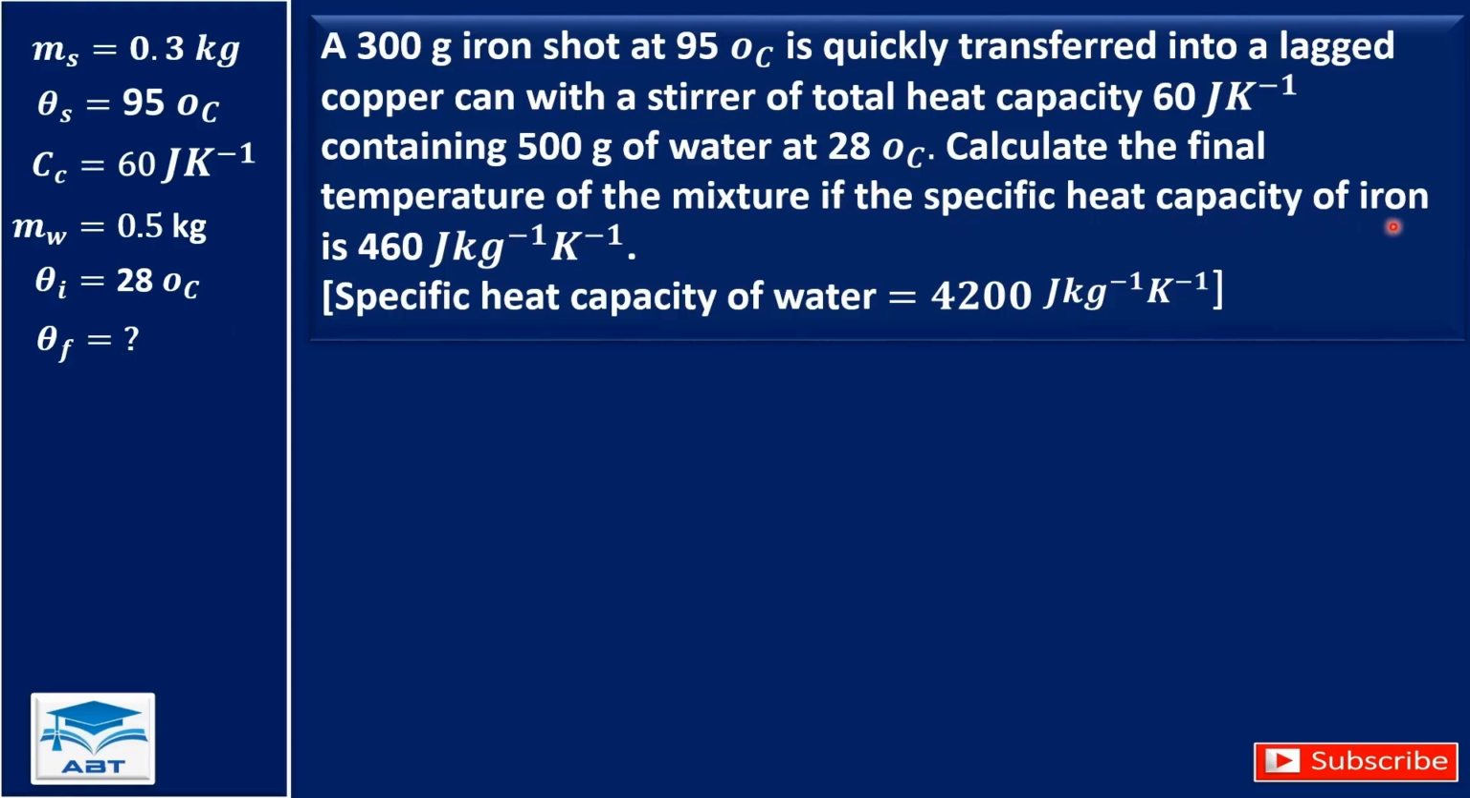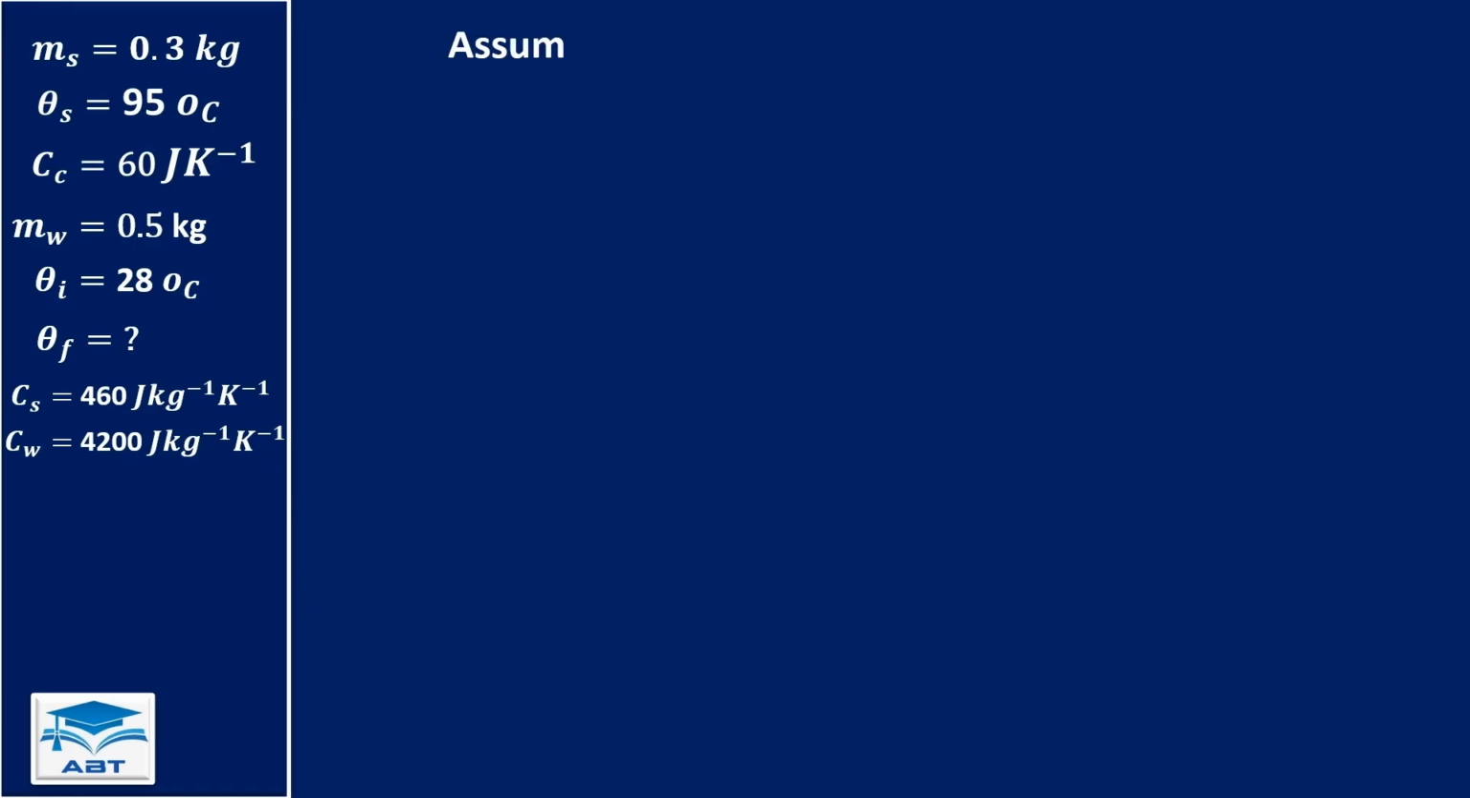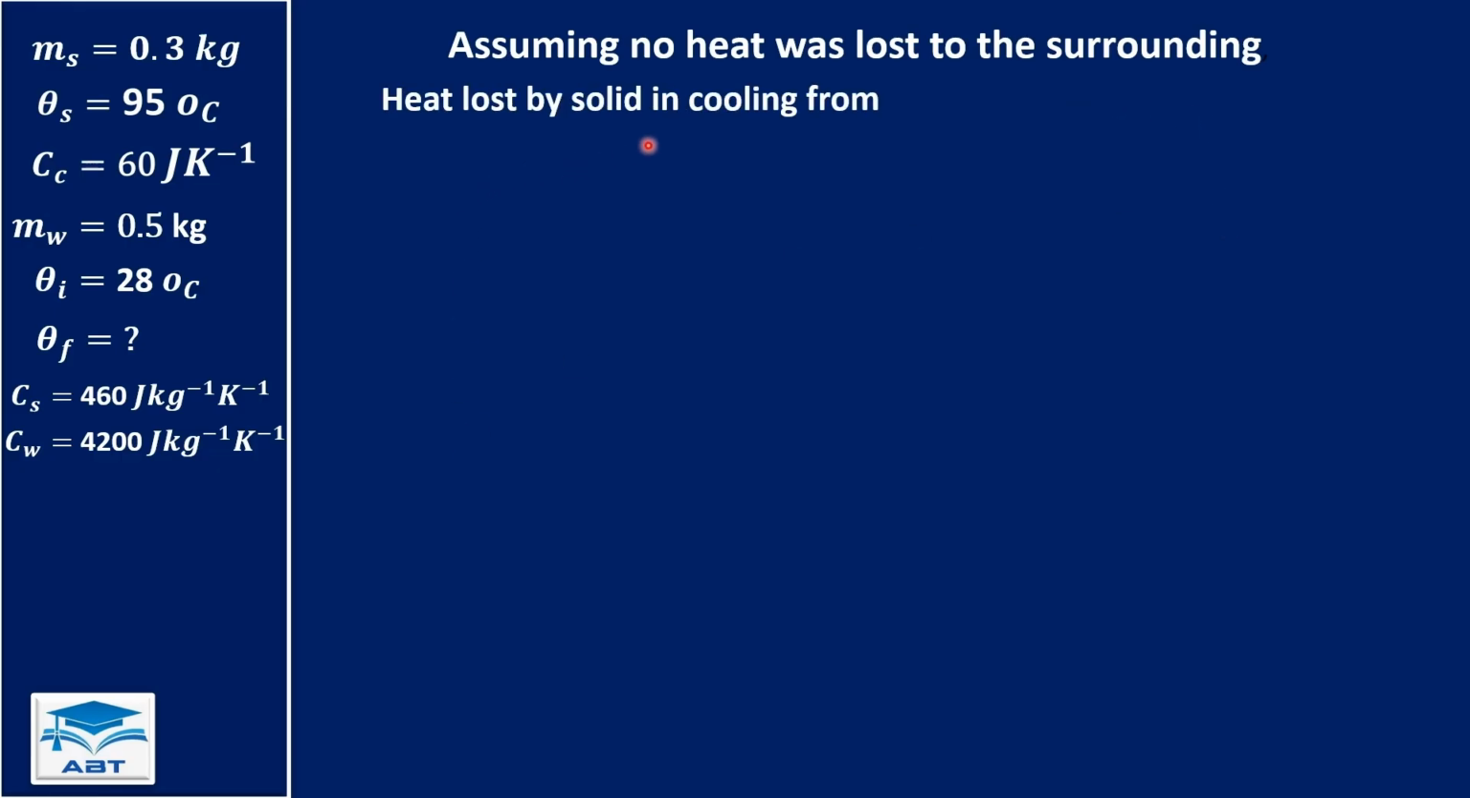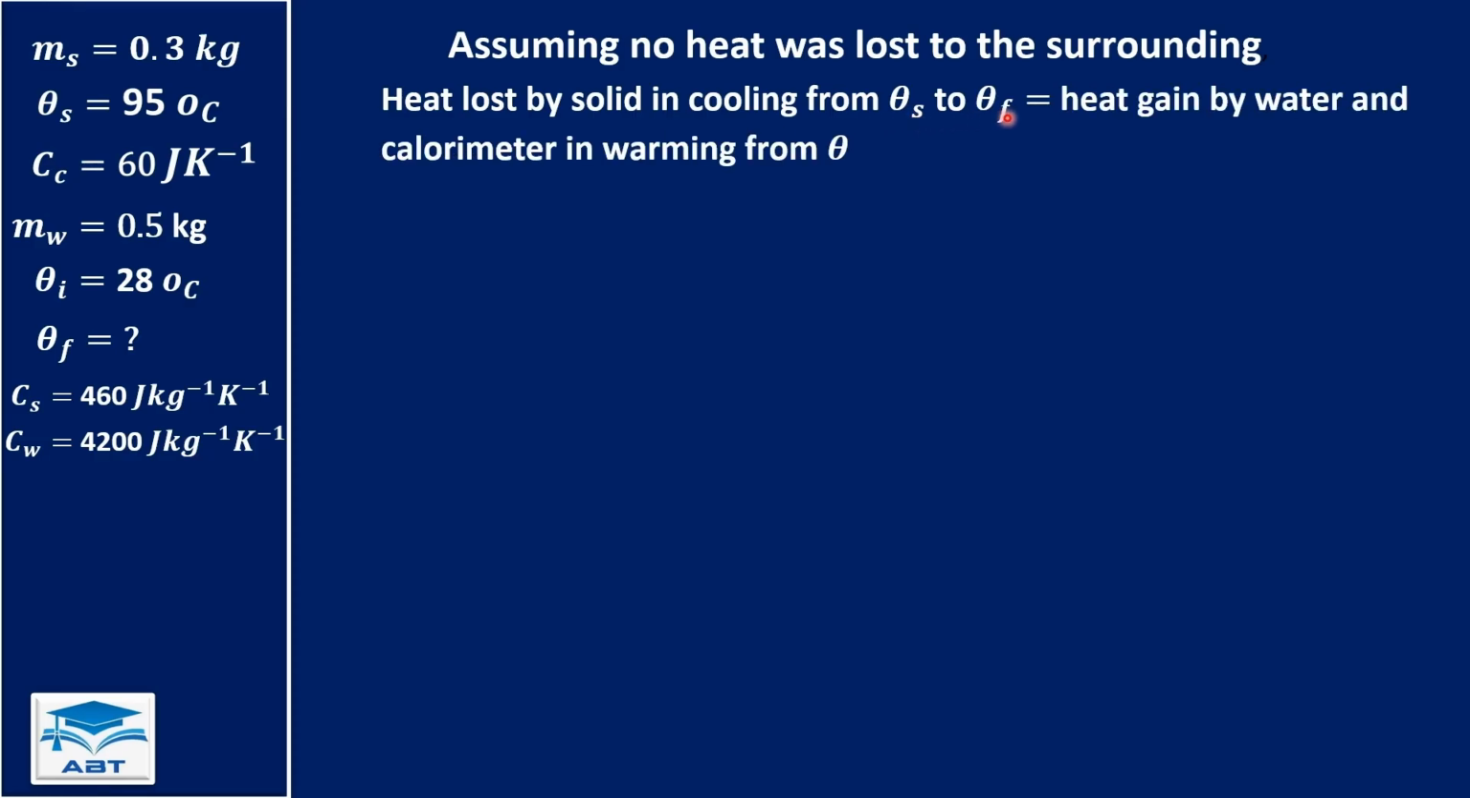If the specific heat capacity of iron is 460 joule per kilogram per Kelvin and the specific heat capacity of water is 4200 joule per kilogram per Kelvin. So this is the question. Assuming no heat was lost to the surrounding, then the heat lost by the solid in cooling from the temperature of the solid to the final temperature is equal to heat gained by water and calorimeter in warming from the initial temperature to the final temperature.